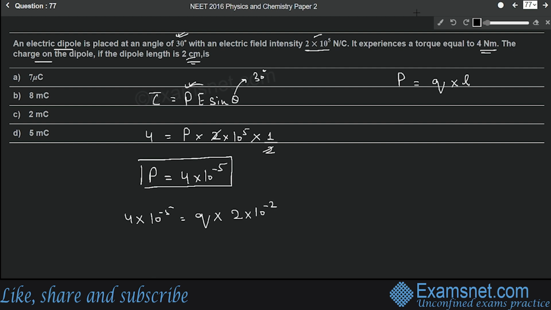So what will be the value of Q? That will be equal to 4 into 10 to the power minus 5 upon 2 into 10 to the power minus 2. So we'll get 2 into 10 to the power minus 5 plus 2, that means minus 3. The unit of charge is coulomb. So it can be written as 2 milli coulomb. 10 to the power minus 3 means milli coulomb. So option C, 2 milli coulomb, will be the correct answer.